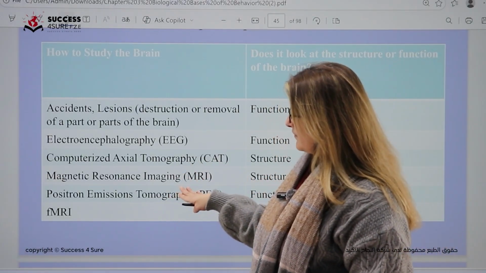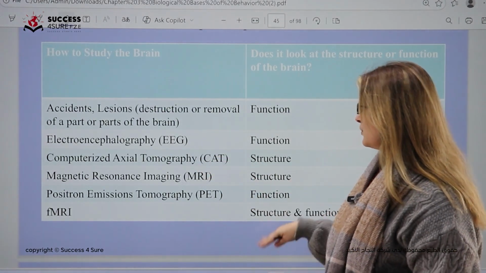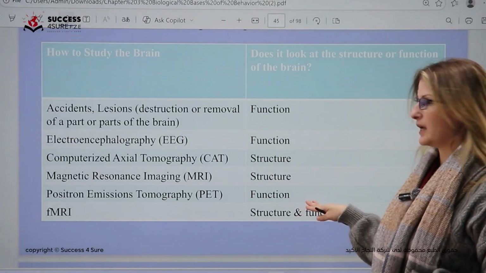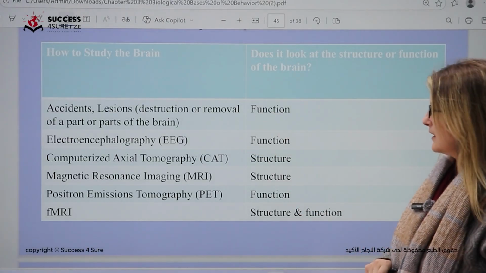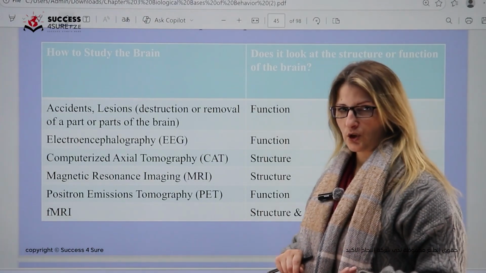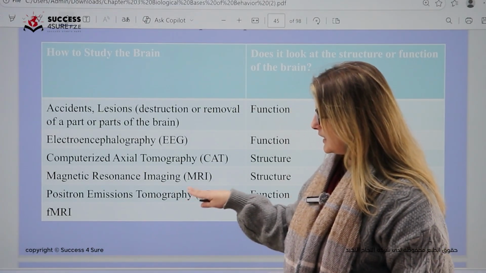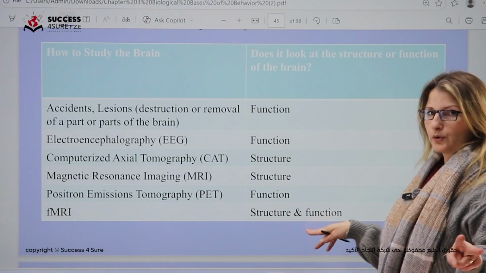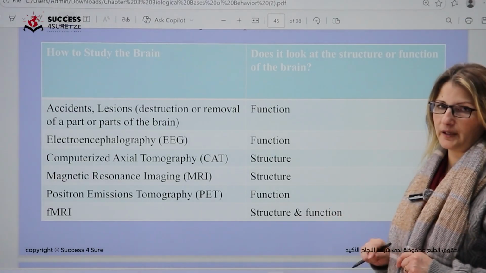The fifth type is positron emission tomography, which is the PET. The PET deals with the function of the brain, like the EEG and the lesions or accidents, as ways or tools of investigation. The last one is the fMRI. The fMRI deals with both the structure and the function of the brain.